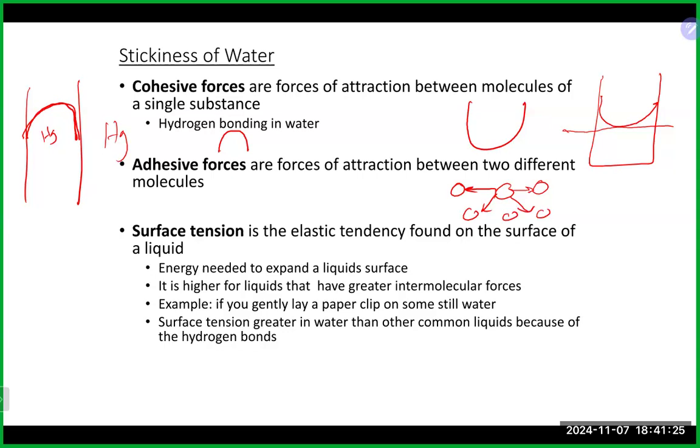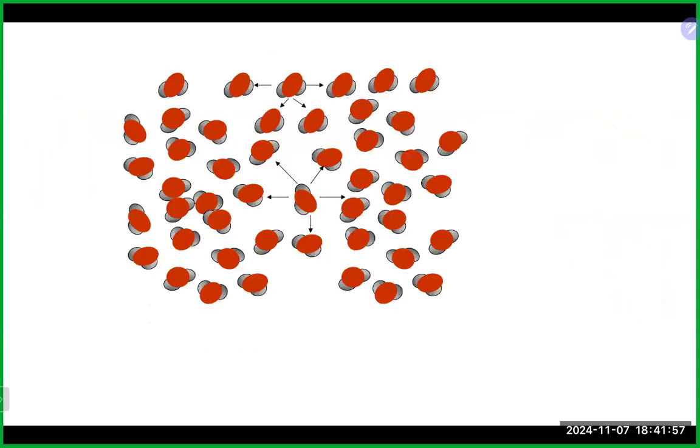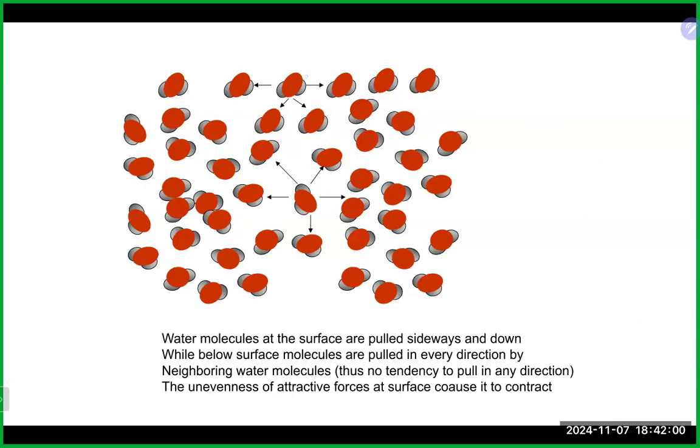So it's only feeling sideways pulling and downwards pulling, and that's going to make the surface a lot more tense, or more tightly pulled, if you will. That's different than if you looked at a water molecule below the surface. A water molecule below the surface is feeling almost equal pulling in all directions. So you don't get it pulled two ways like you do at the surface, left, right, and then down. And that's what we see here again: our water molecules at the surface getting pulled down and to the sides. That's going to make a pretty tight surface tension.